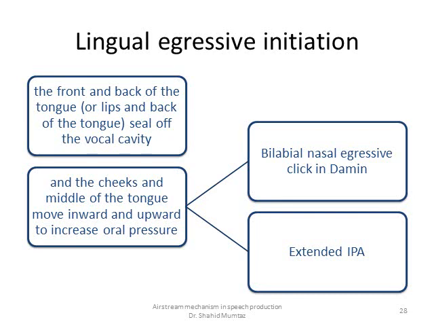Lingual egressive initiation is performed by reversing the sequence of lingual ingressive. So there are two opposite domains, egressive initiation and ingressive initiation, and the performance procedure is also the opposite or reverse of each other. Here we are talking about lingual egressive initiation. In this, the front and back of the tongue, or lips and back of the tongue, seal off the vocal cavity, and the cheeks and middle of the tongue move inward and upward to increase oral pressure.